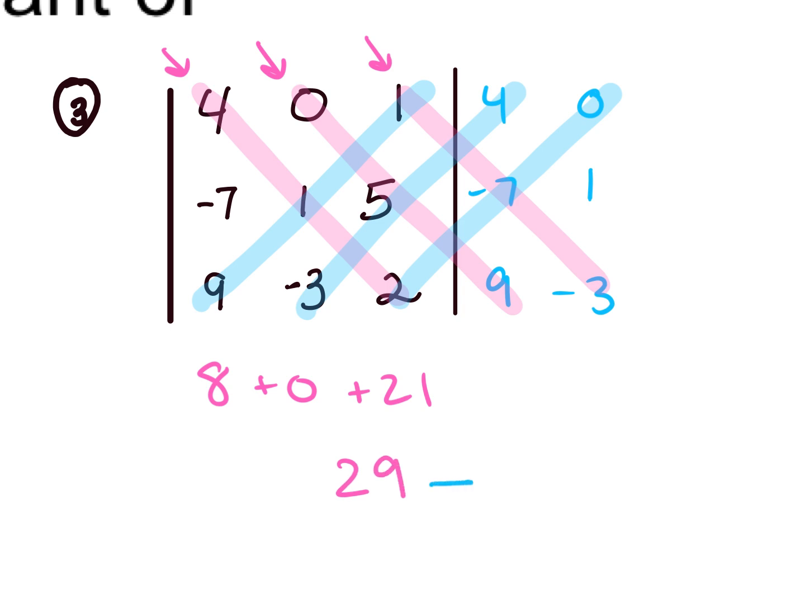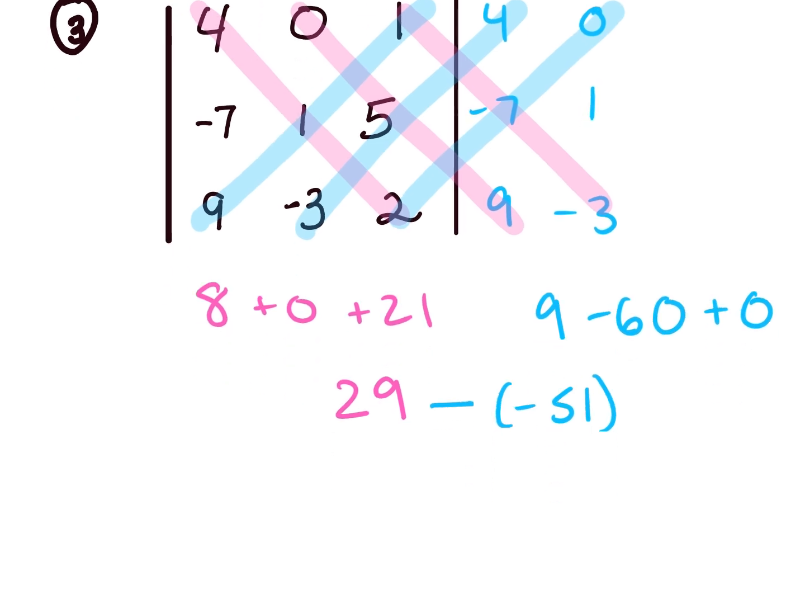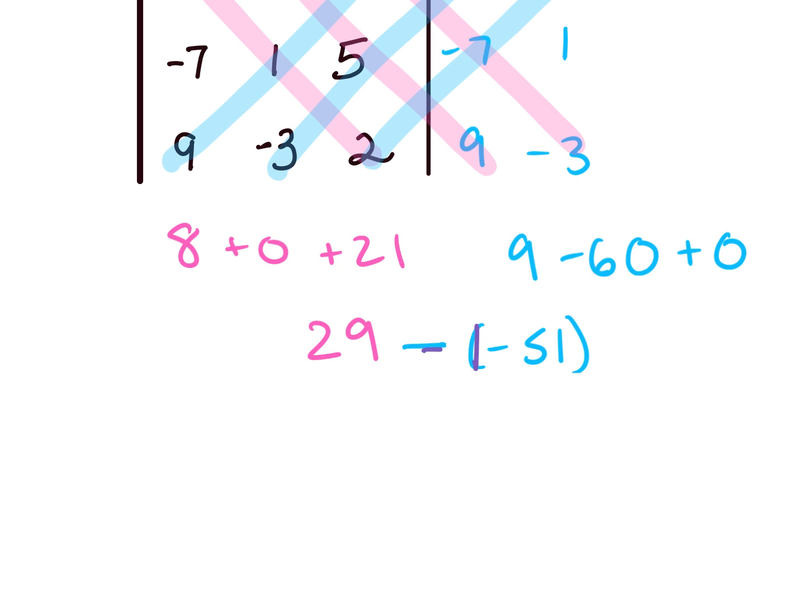Minus, let's find our minors. 9 times 1 times 1, 9. Then negative 3 times 5 times 4, negative 60, awesome. And then 2 times negative 7 times 0, 0. 9 minus 60, negative 51. So majors minus minors, this would be plus 29 plus 51, 80.